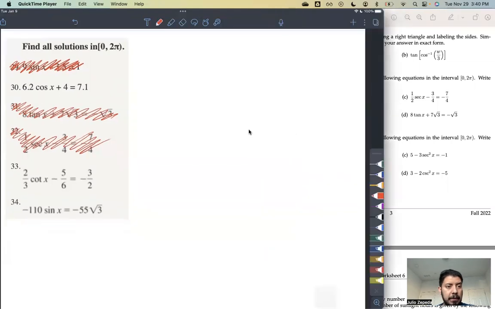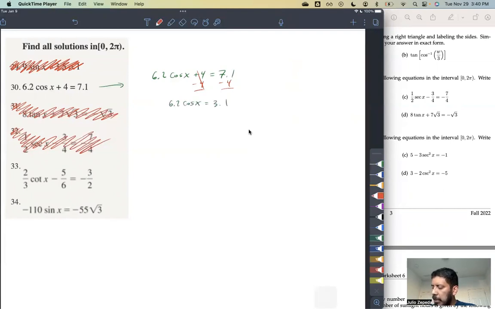Okay, it says find all solutions in 0 to 2 pi. So let's take a look at this one first. 6.2 cosine of x plus 4 equals 7.1. Hopefully this isn't too complicated. I didn't do this one in advance, but we'll pull out a calculator if we need to. These are textbook problems, so they might require a calculator, whereas in class we make the numbers nice so that they don't. Okay, no, this is going to be nice.